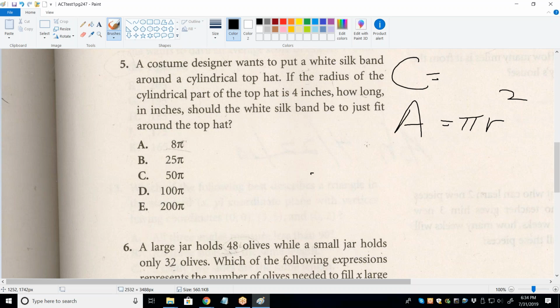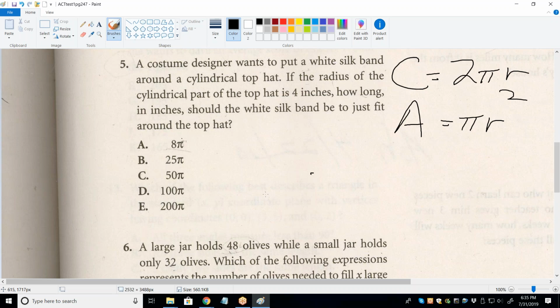Take that 2 and stick it in front. That's it. It's as simple as it is. So all you got to do is, if you can remember the area, then the circumference is you take the 2, stick it in front, make the r squared an r. So those are your 2 basic formulas there. Okay?